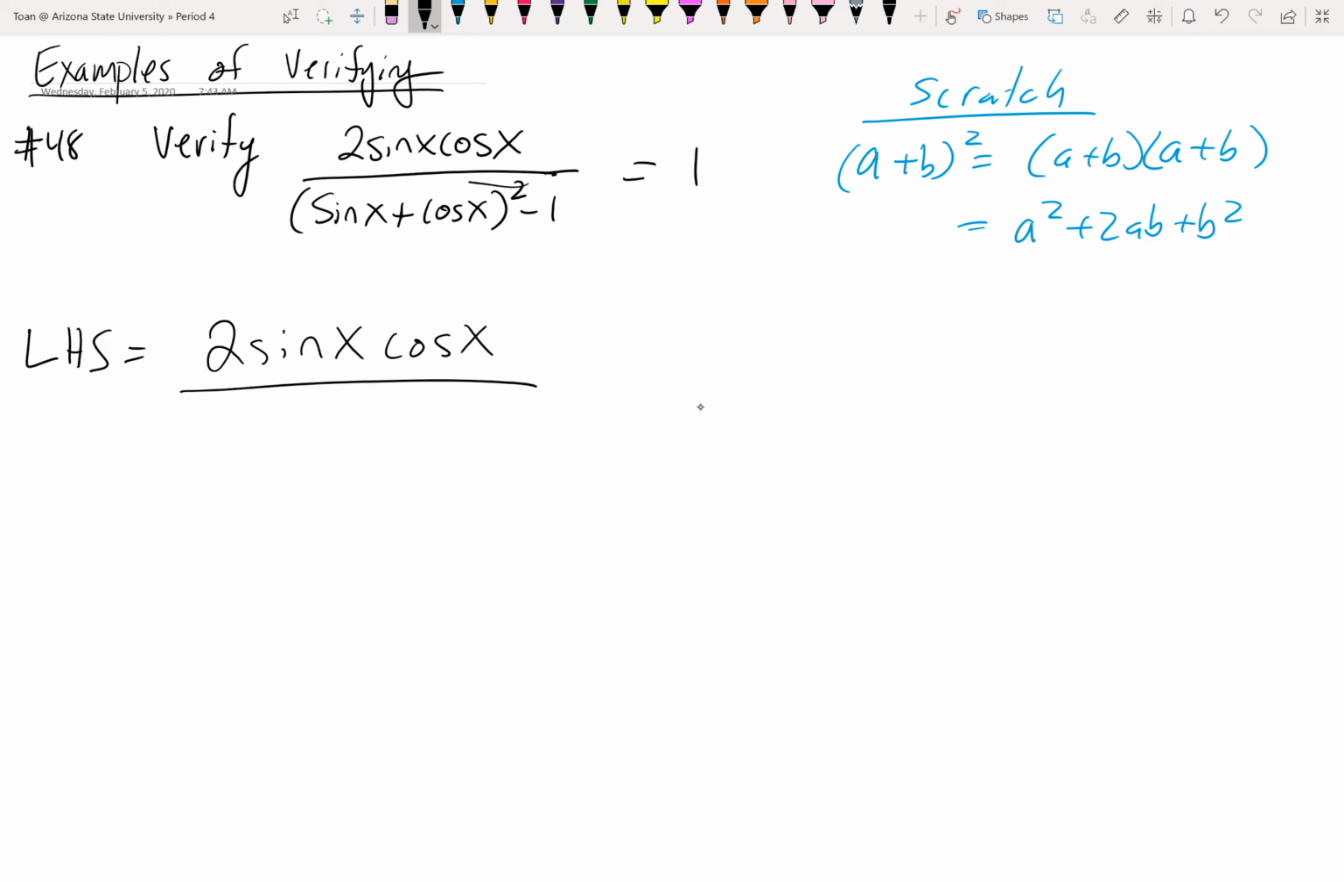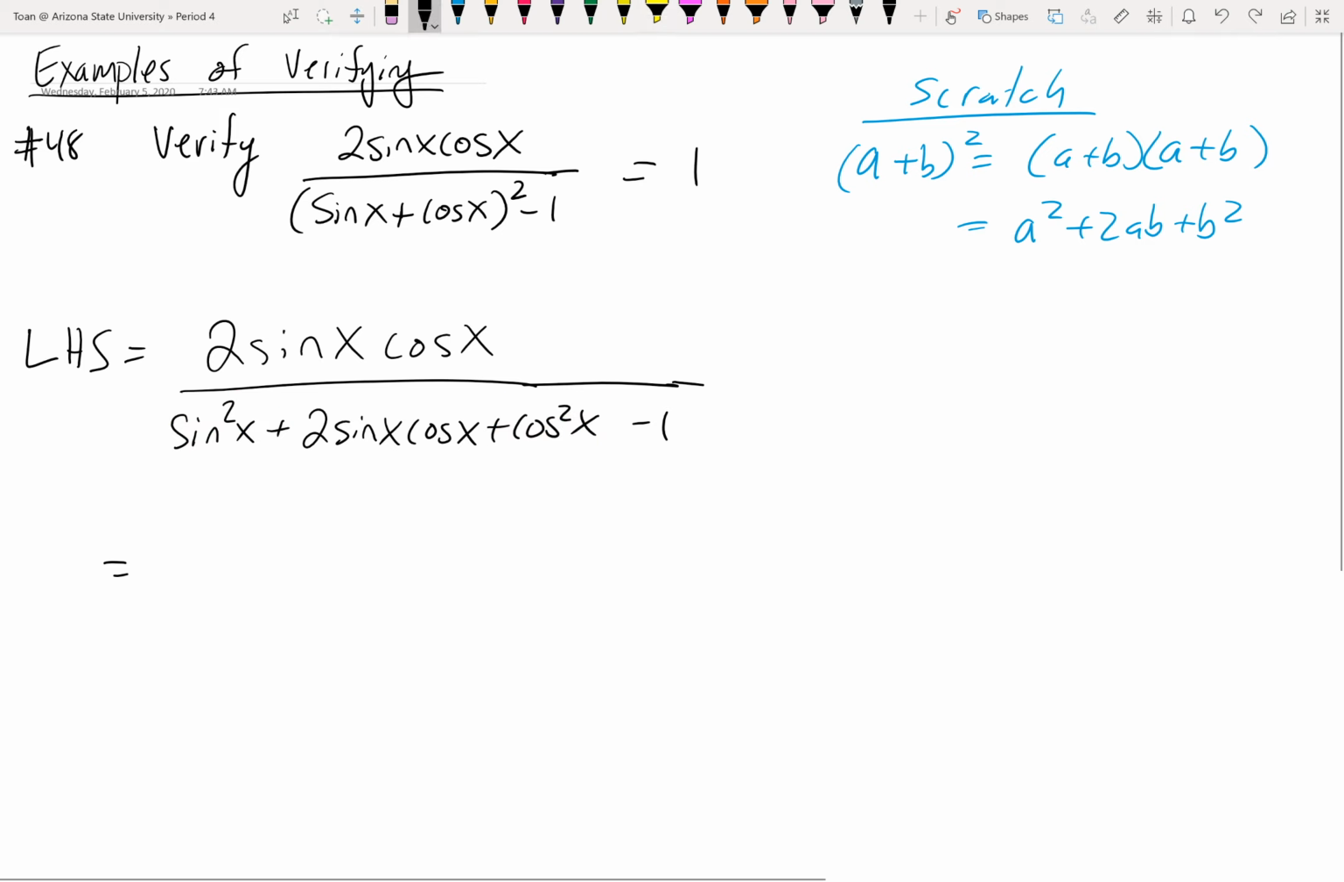And then, so this guy here, sine plus cosine squared, should be sine squared x plus 2 sine x cosine x plus cosine squared x minus 1. Now that everything's all loose and separate, then I can use identities, look for those hints that I gave you. Well, hopefully we can all recognize that sine squared plus cosine squared is 1, right? Those two guys put together is 1.